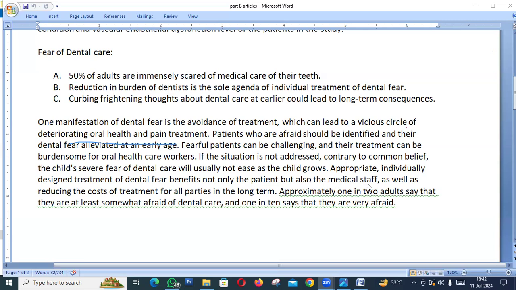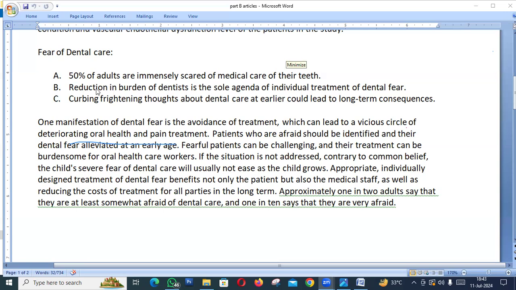Number 2, it benefits medical staff. It decreases burden for oral health care workers. Number 3, it reduces the cost of treatment, for all parties, for all departments, for government, for individuals, for doctors, for all of them. So it has 3 reasons.